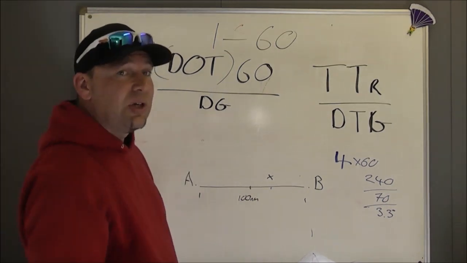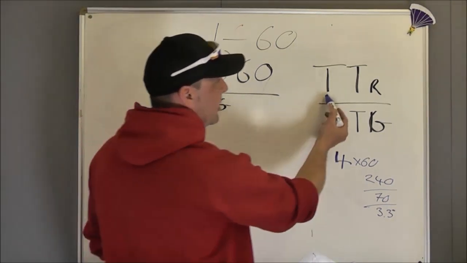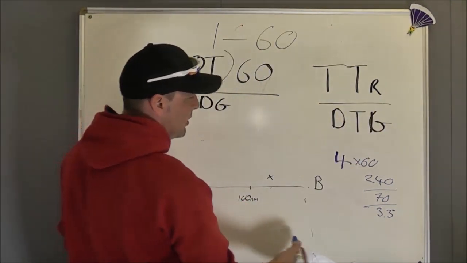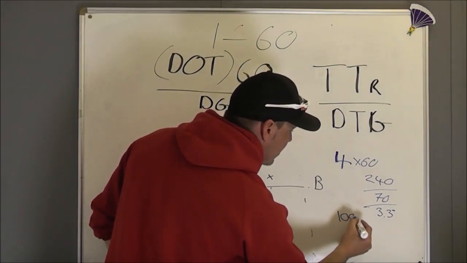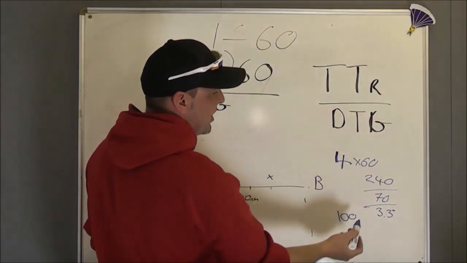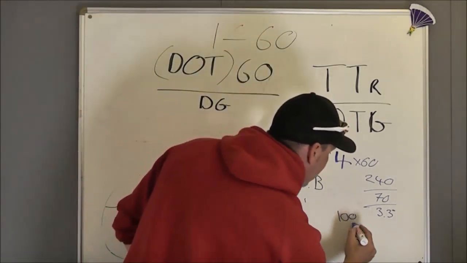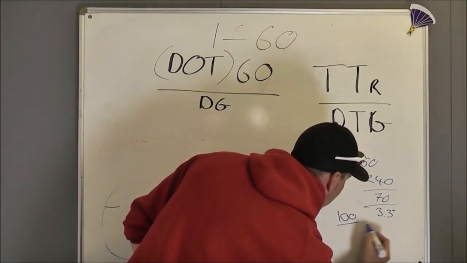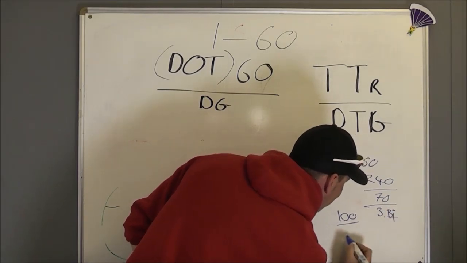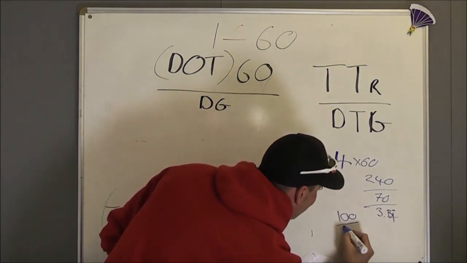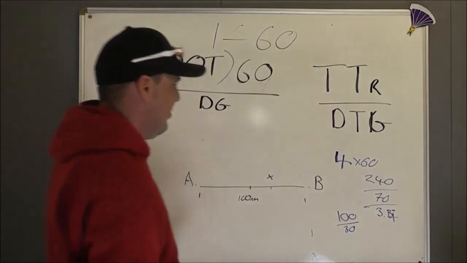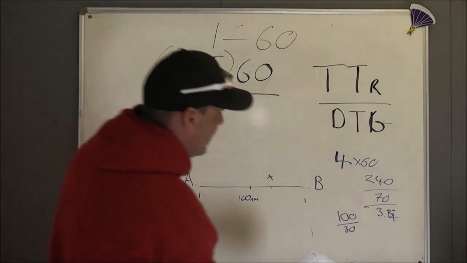So this is where we need to use the second part of the equation. Total track required is 100 miles, shared into distance to go. Well, if we've done 70, therefore we need to do a remaining 30. It's actually 3.4. So 100 shared into 30 is again 3.3.